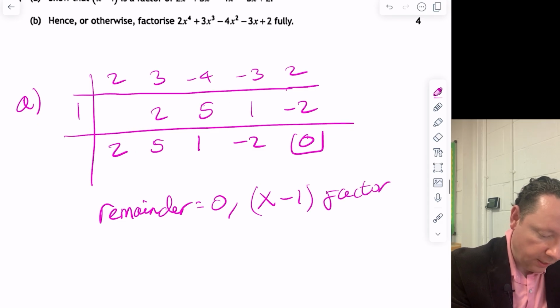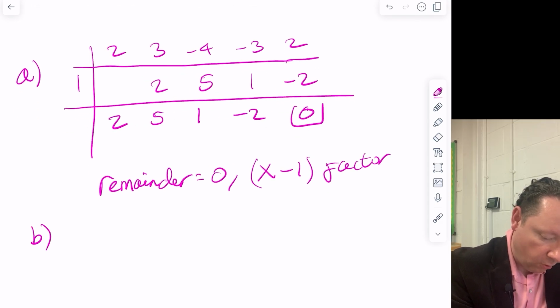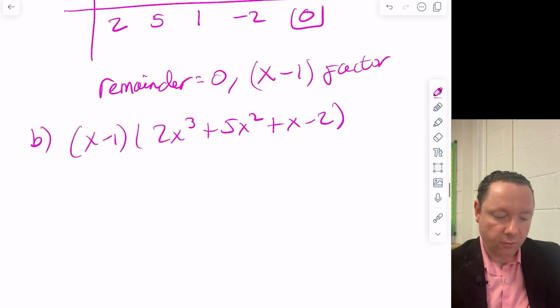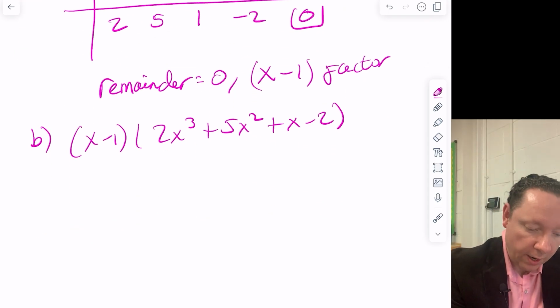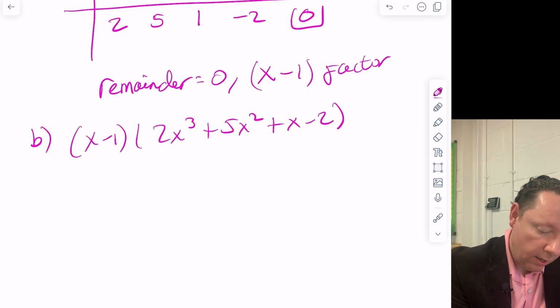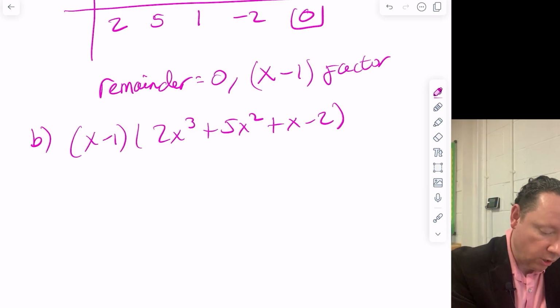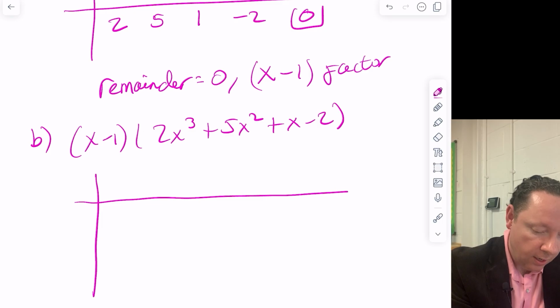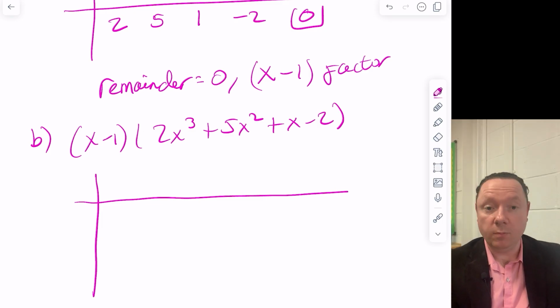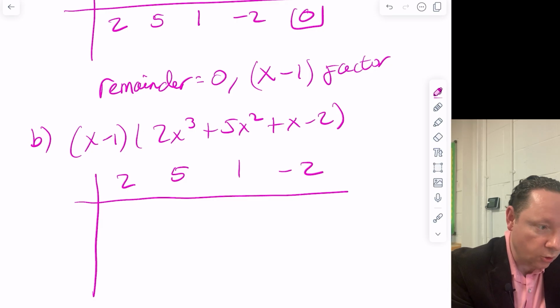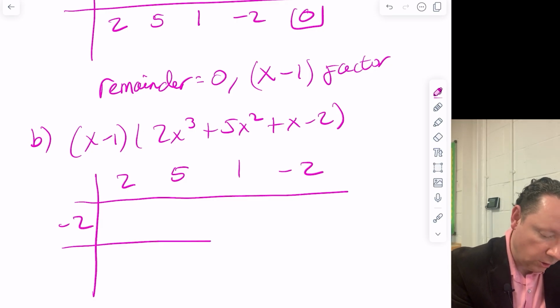So now we have to factorise it fully. For part B, we've now got x minus 1 times 2x cubed plus 5x squared plus x minus 2. So I need to find another factor. Now I've already got minus 1, so I could try 1, I could try 2 or minus 2, or any factor. You just keep trying numbers till it works. I've got 2, 5, 1 and minus 2, and I know that minus 2 does work.